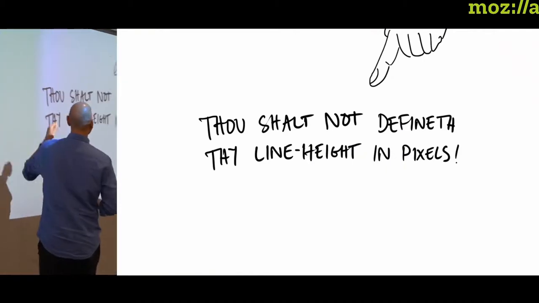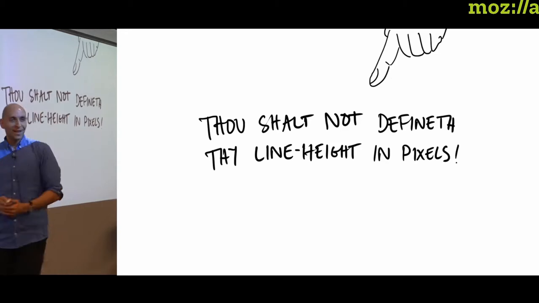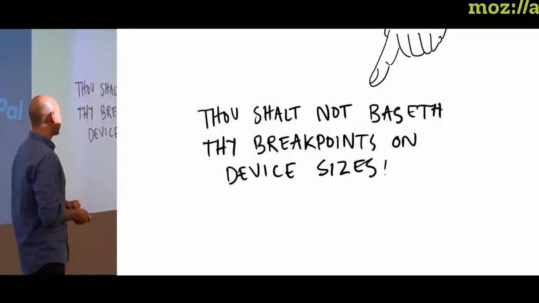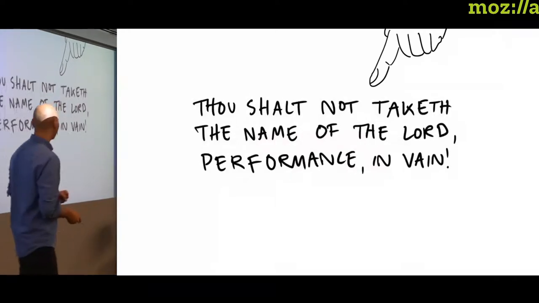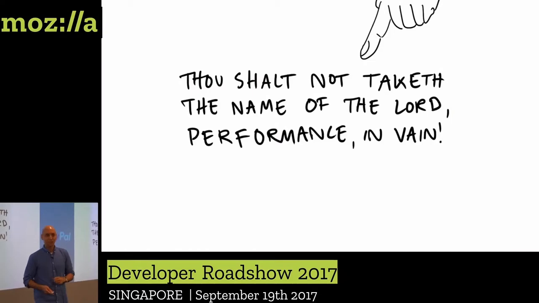Everybody tells us you should not define the line height in pixels. Please don't. But this is a best practice, so we take it for granted and we use it. And everybody tells us you should not base the breakpoints on device sizes. And we should not take the name of the Lord performance in vain. This is not how it works. So what does it become?